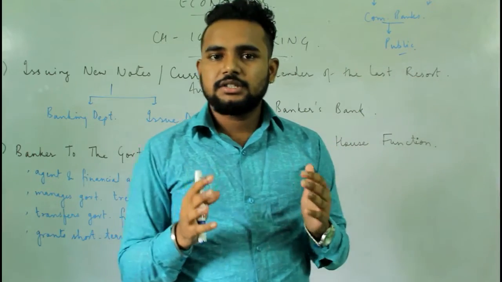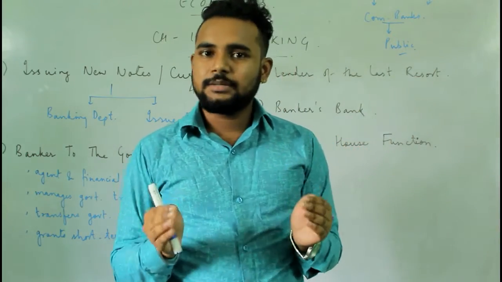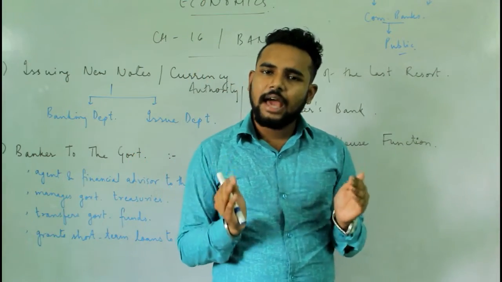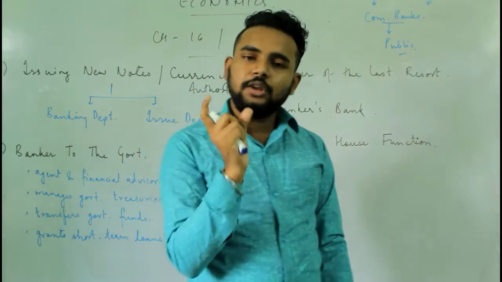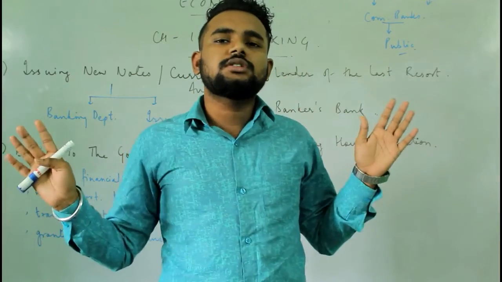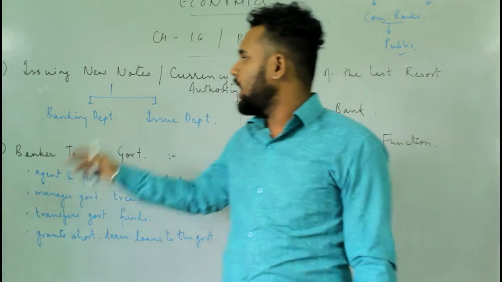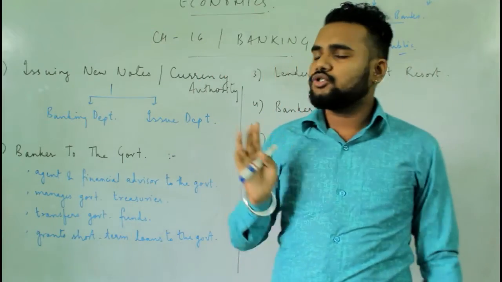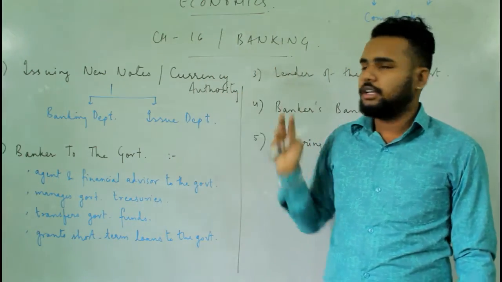One exception is there. The finance ministry of the Indian economy has a small privilege: the finance ministry can issue the 1 rupee note. You have seen a 1 rupee note? The 1 rupee note can be printed by the finance ministry. Rest all the notes will be printed by the RBI. Clear? So RBI issues new notes in the country and it is also known as the currency authority.